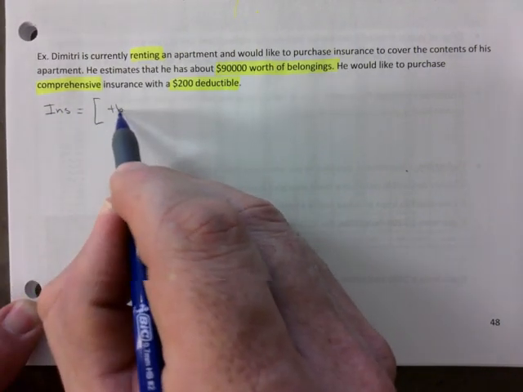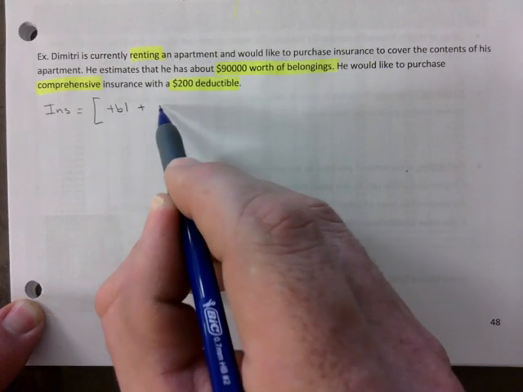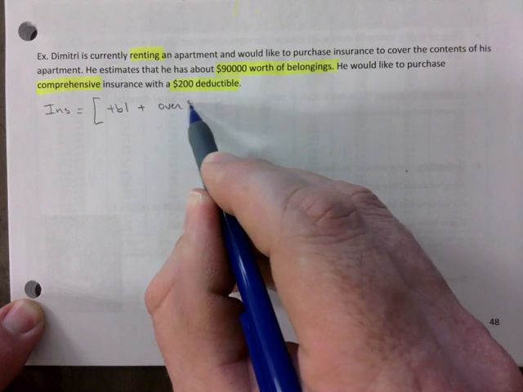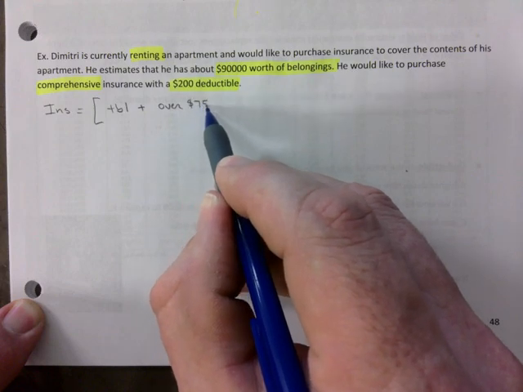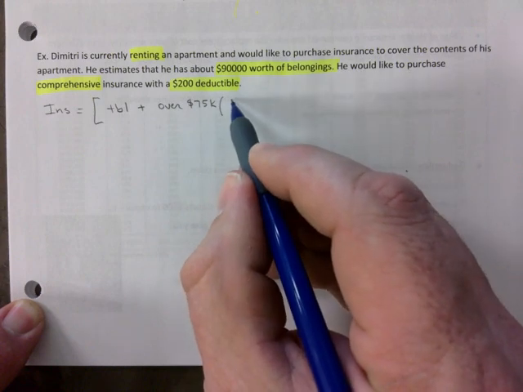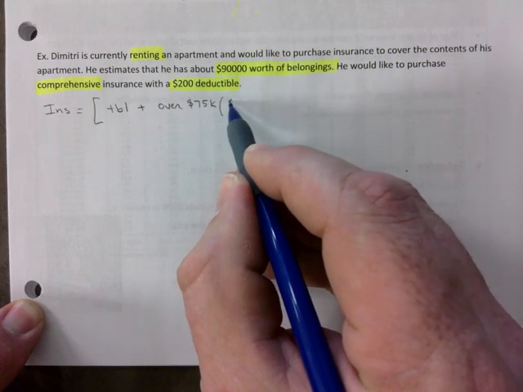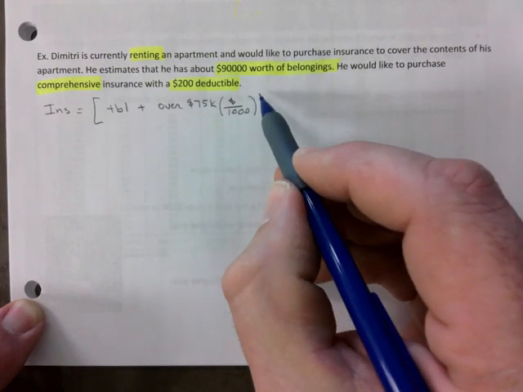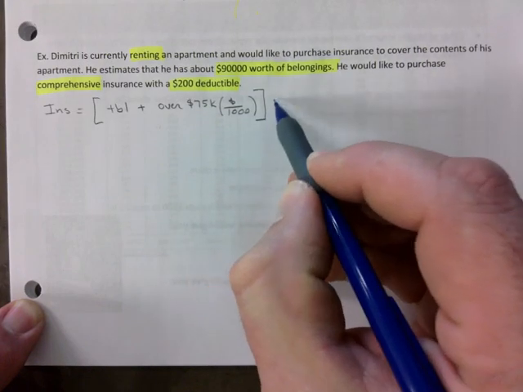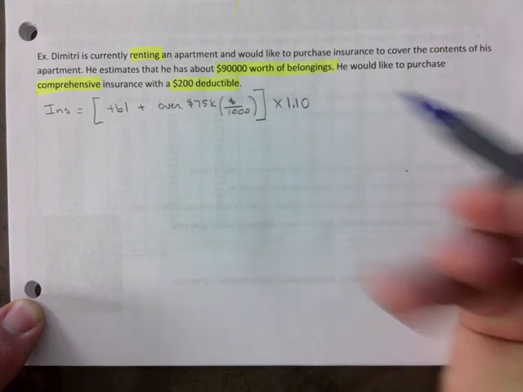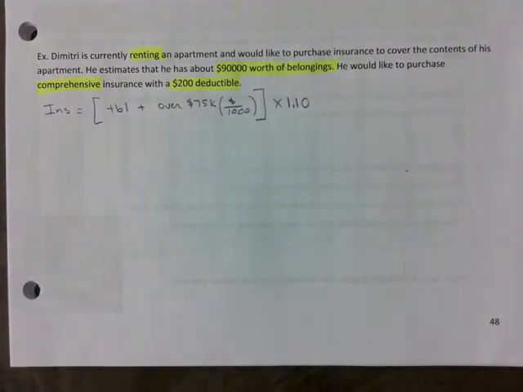Let's just make a quick table. Let's call this "over 75K." That's what this really is. And then we're going to go dollar amount per thousand times 1.10. That's what the formula that I gave you calls for. This is the standard formula.